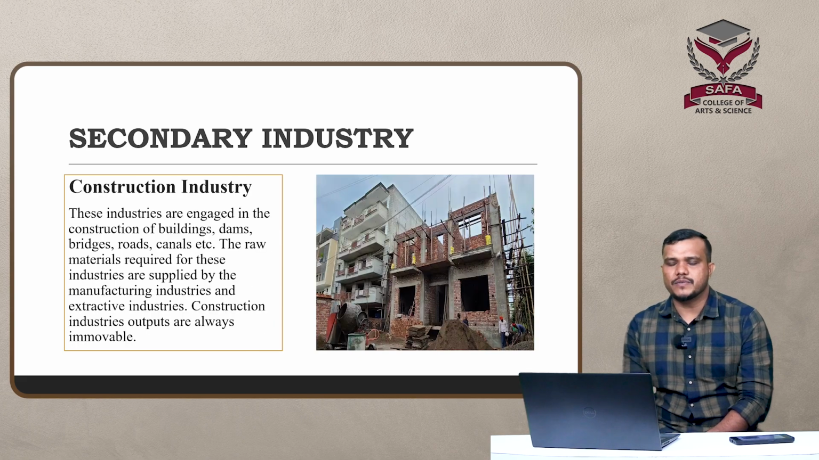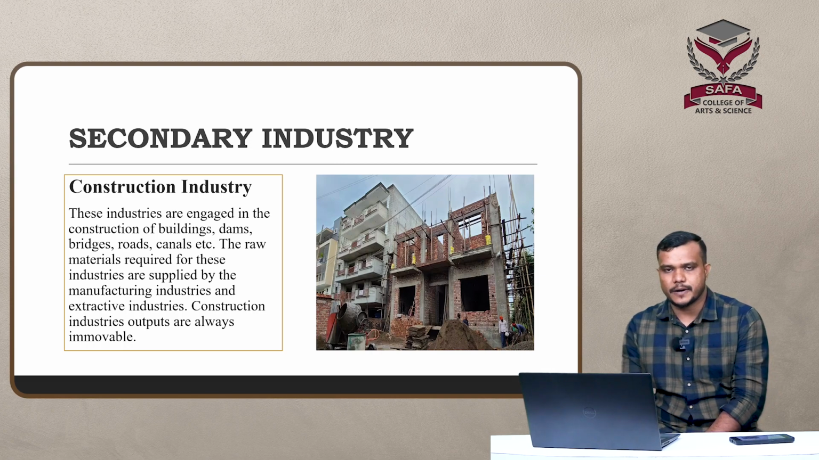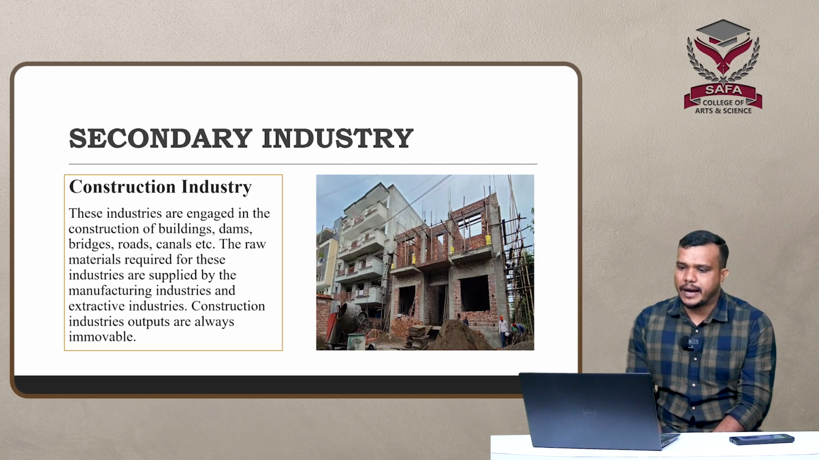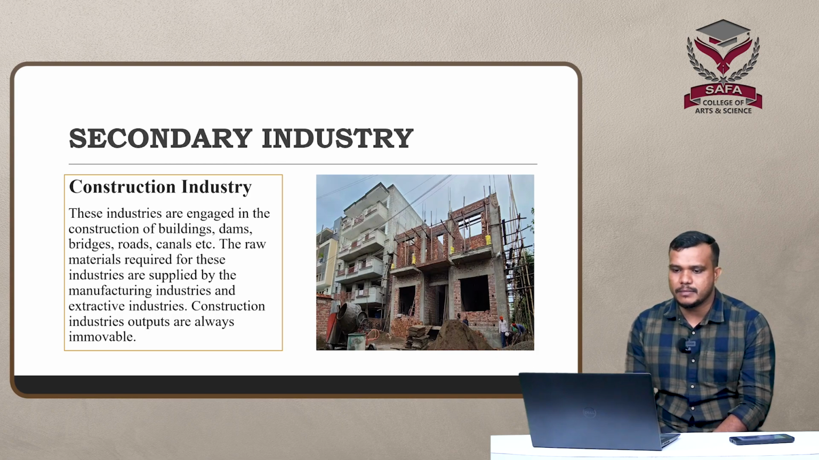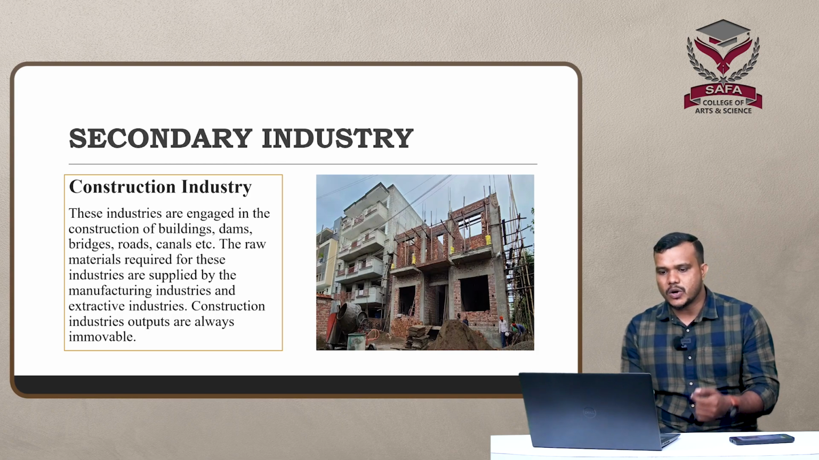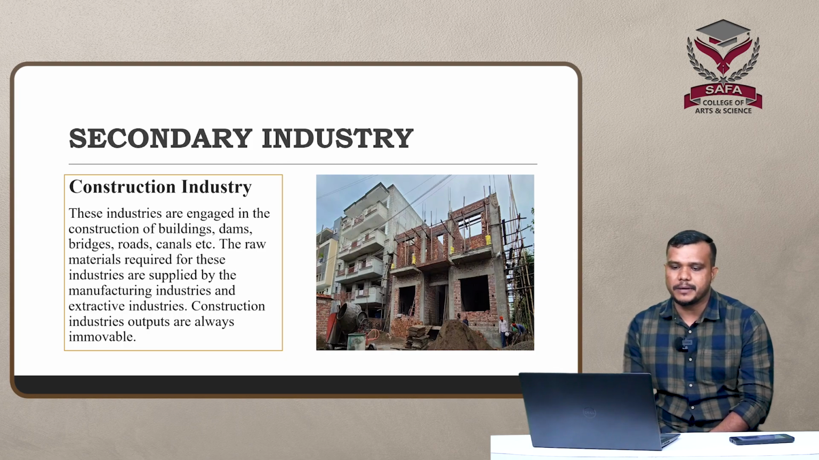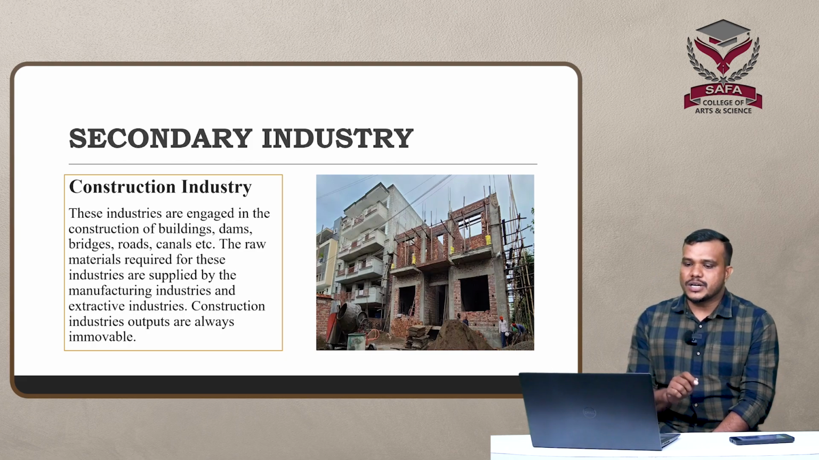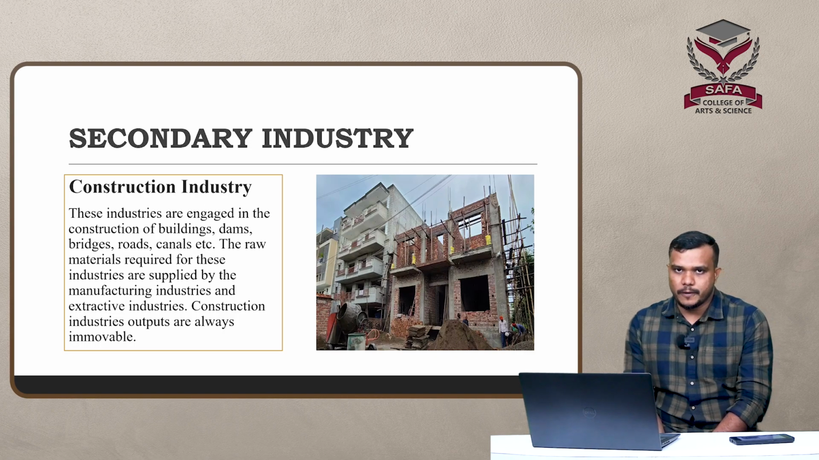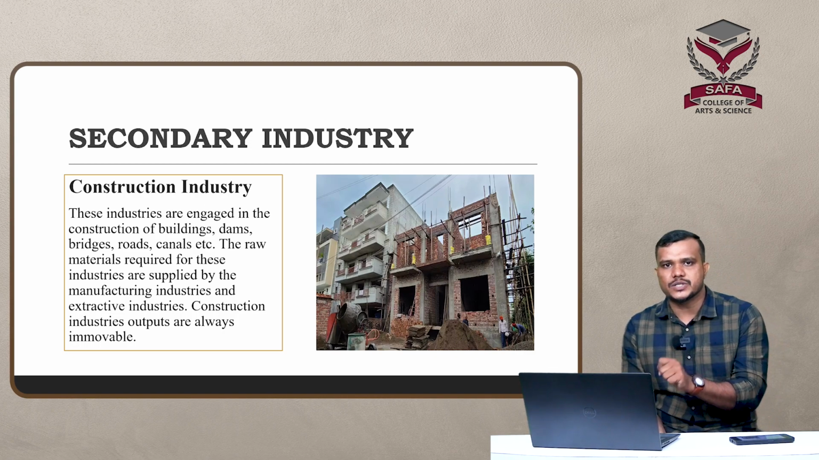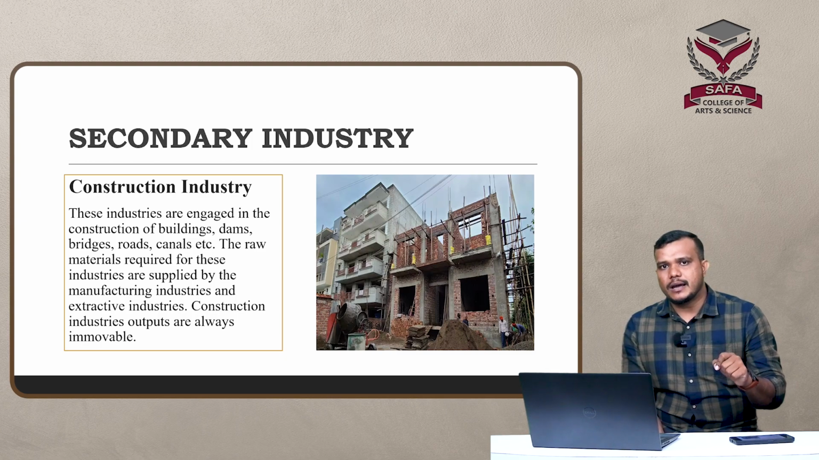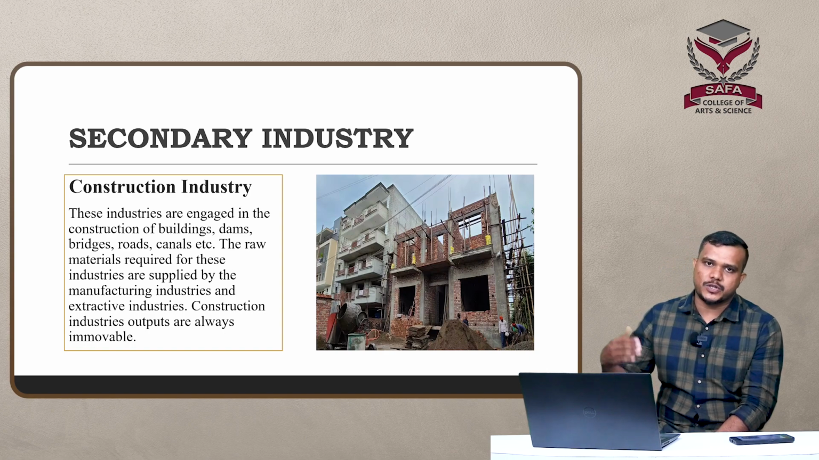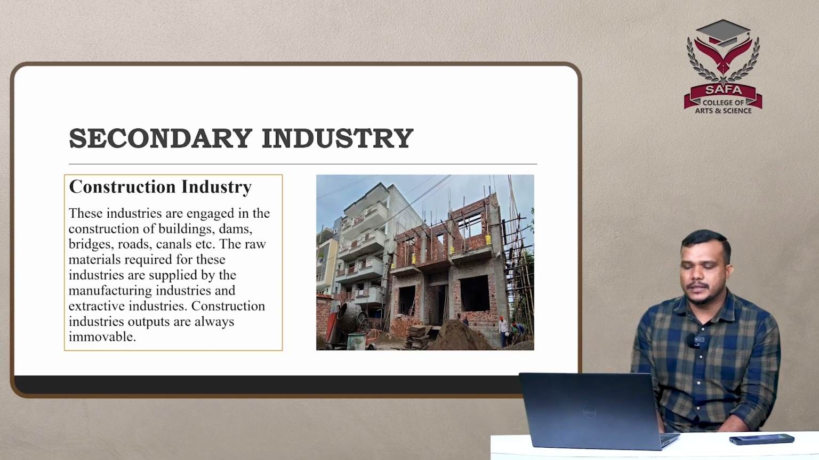Another classification of secondary industry is the construction industry. What is the construction industry? These industries are engaged in the construction of buildings, bridges, roads, canals, etc. The raw materials required for these industries are supplied by the manufacturing industry and extractive industry. The main feature of the construction industry is that its outputs are always immovable. The major difference between manufacturing industry and construction industry is that the manufacturing industry first makes the product and finds the consumer. In the construction industry, first of all, we find the consumer and then make the product.